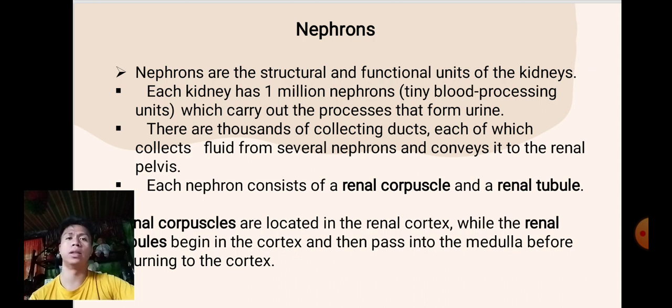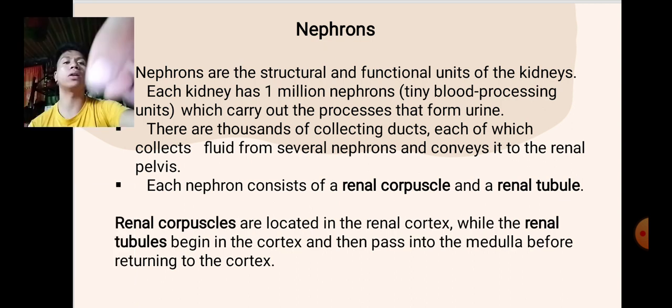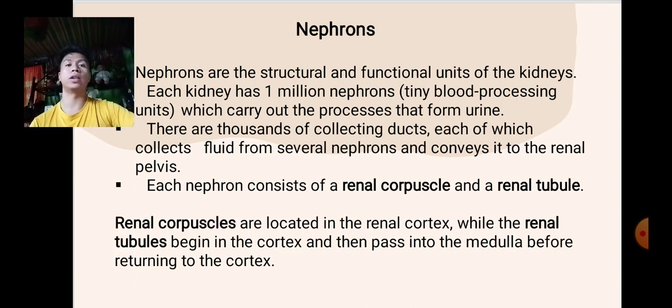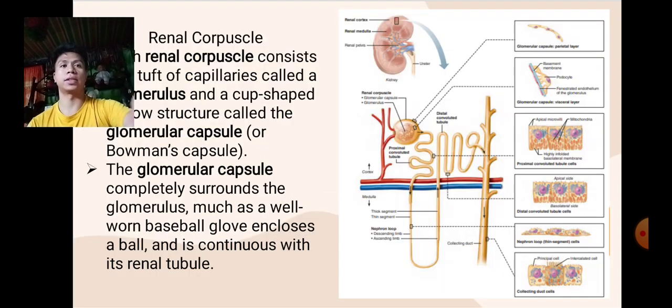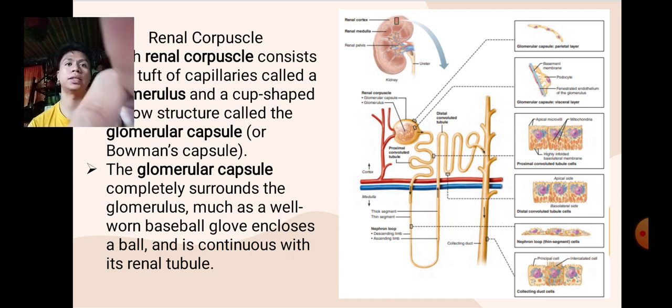So each nephron consists of a renal corpuscle, okay? The renal corpuscles are located in the renal cortex, while the renal tubules begin at the cortex, pass into the medulla, before returning to the cortex.